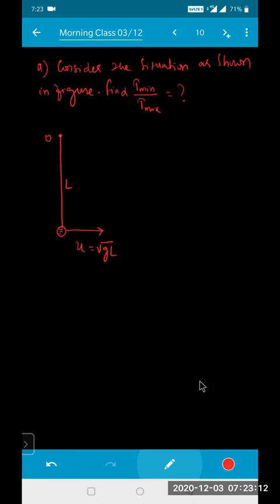That is a basic thing you need to keep in mind before you approach the problem. You also know the condition that u is under root of g into L, and u is lesser than under root of 2g into L also.